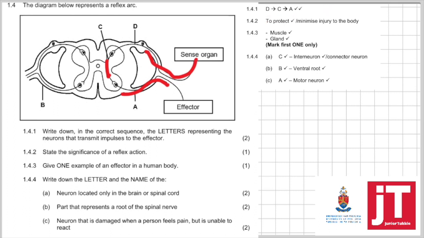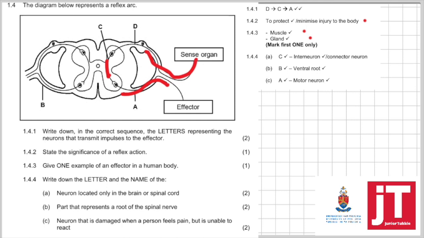1.4.2. State the significance of a reflex action. What is the importance? To protect the organism or the person from harm, or to prevent injury to the person. 1.4.3. Give one example of an effector in the human body. An effector is usually muscles or glands.